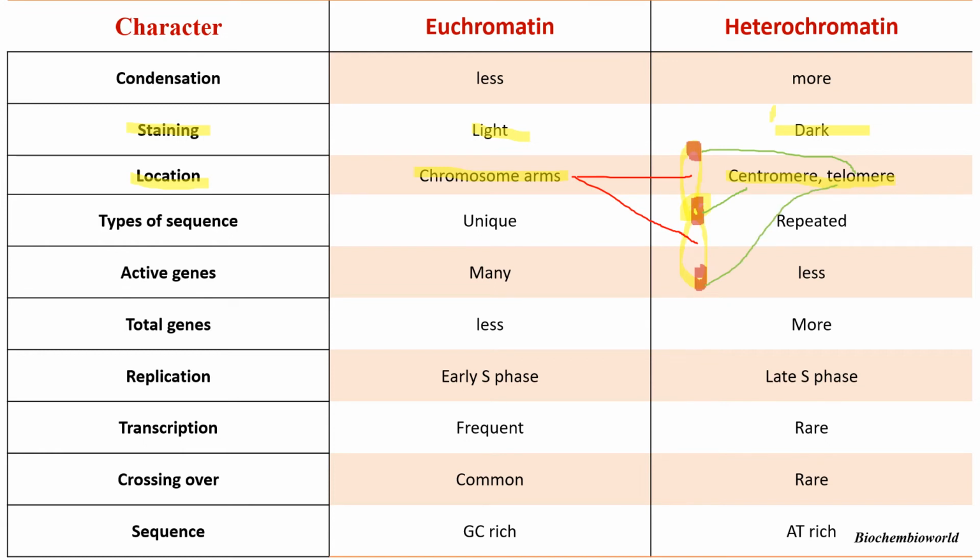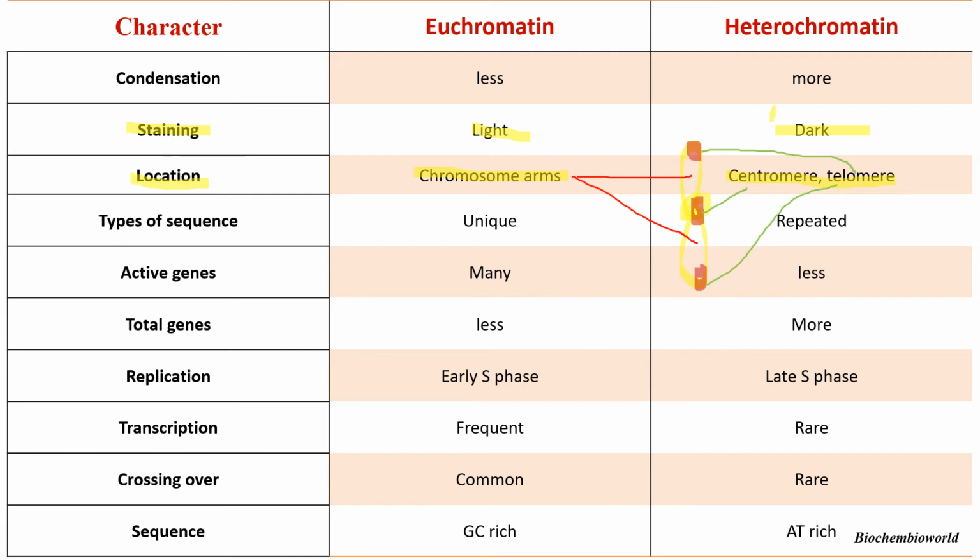Where do we find euchromatin and heterochromatin? Next, types of sequence. The sequences found in euchromatin are unique, that is the A, T, G, C sequences are unique. Whereas in heterochromatin, the sequence is repeated. We can have AT, AT, AT, or GC, GC, GC, like this. The nucleotides are repeated.